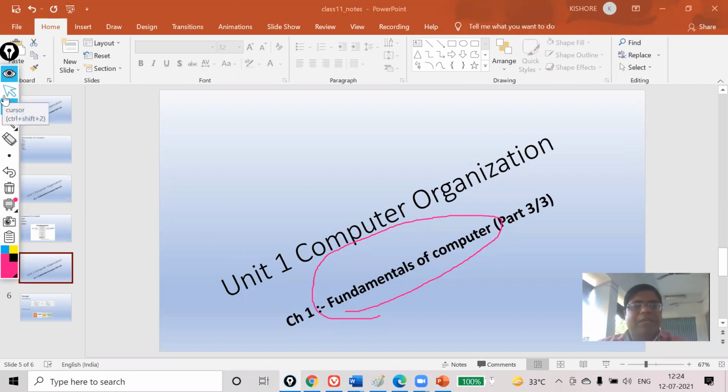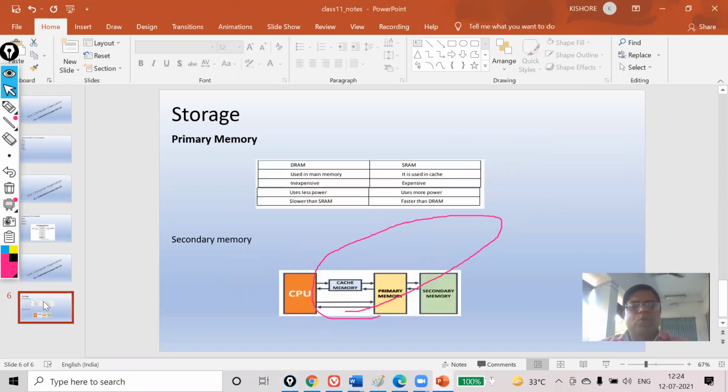In this video you will learn about storage. First of all, students, you have to know what storage is. Storage means storing your data, and data is stored in two ways, either temporarily or permanently. So here I can divide storage into two parts: one is the primary memory and the other is the secondary memory.